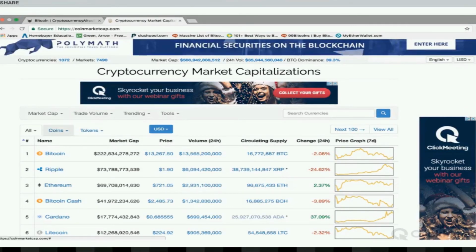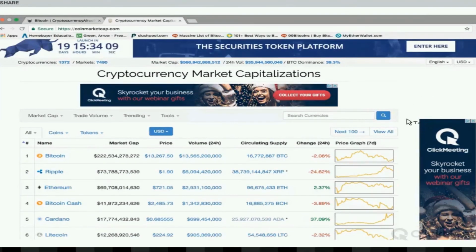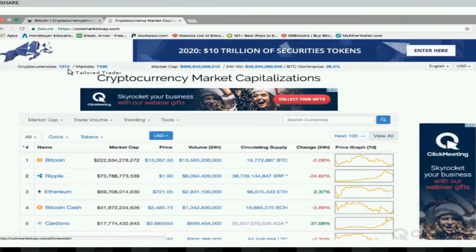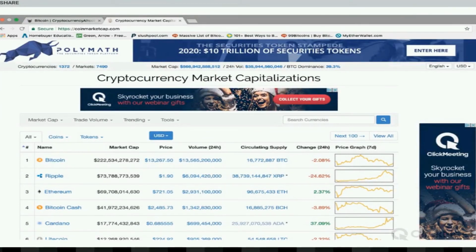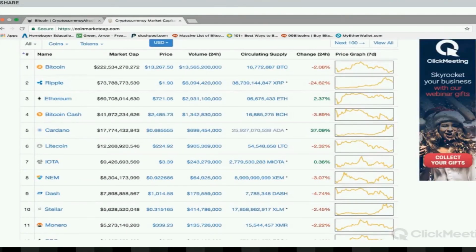Just be careful trading. Try to stay in the top 100, but there's definitely a lot of opportunity if you go deep. Like I said, there's 1,372 different cryptocurrencies out there. There's a lot of opportunity in this market. This market is just a baby compared to any of the traditional markets. I think that's it.